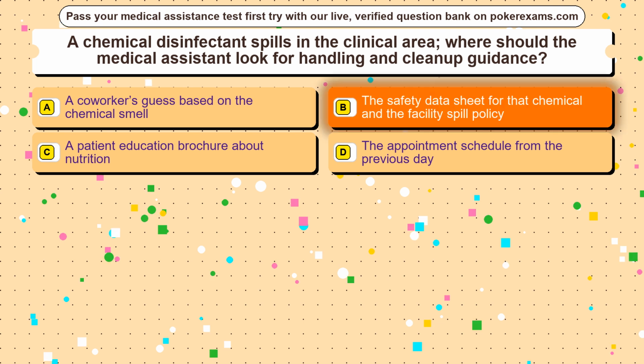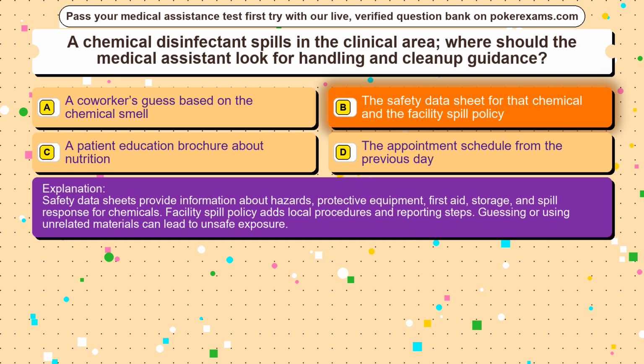The correct answer is option B, the safety data sheet for that chemical and the facility spill policy. Safety data sheets provide information about hazards, protective equipment, first aid, storage, and spill response for chemicals. Facility spill policy adds local procedures and reporting steps. Guessing or using unrelated materials can lead to unsafe exposure.